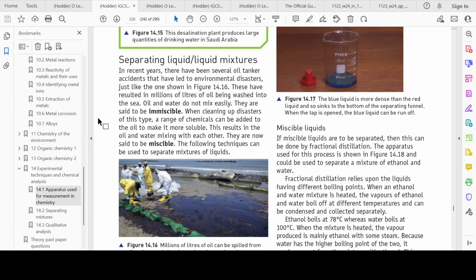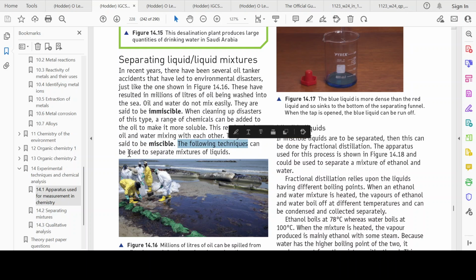And stuff like that. So when cleaning up disasters of this type, a range of chemicals can be added to the oil to make it more soluble. This results in the oil and water mixing with each other. They are now said to be miscible. So if they can mix together, they're miscible. Right? So water and, let's say, vinegar, right? They mix together, so they're miscible.